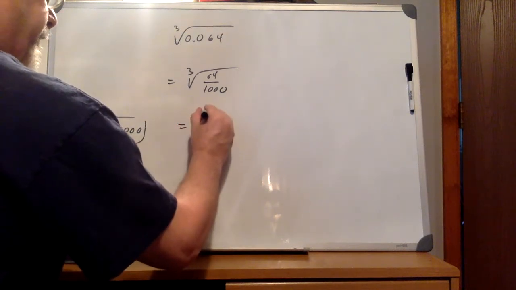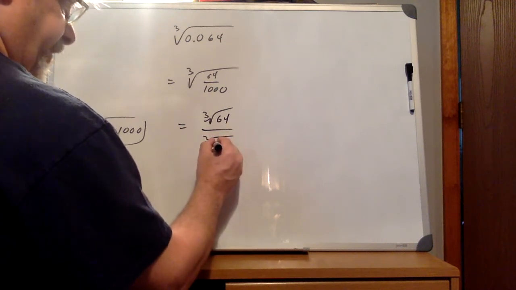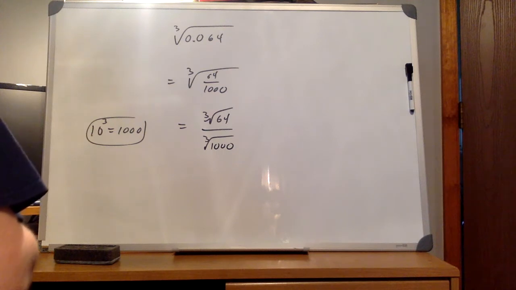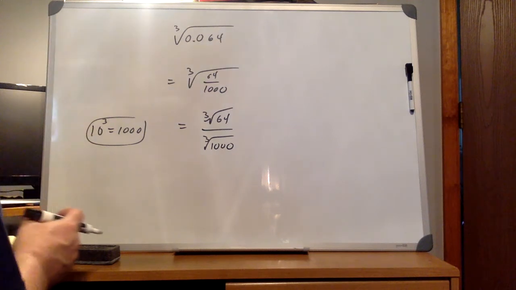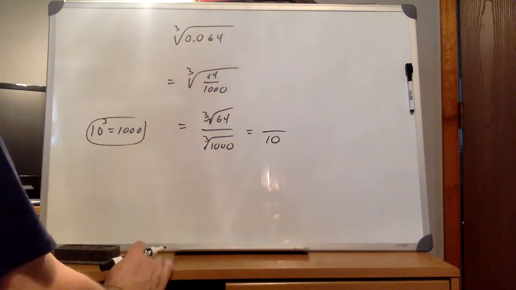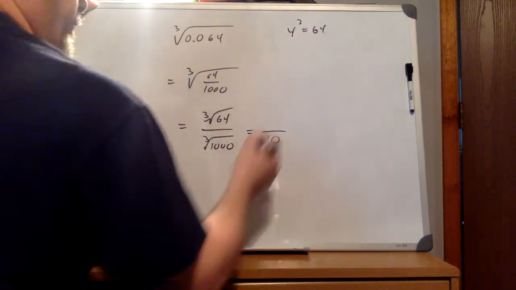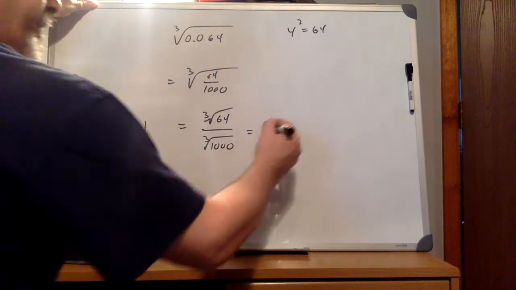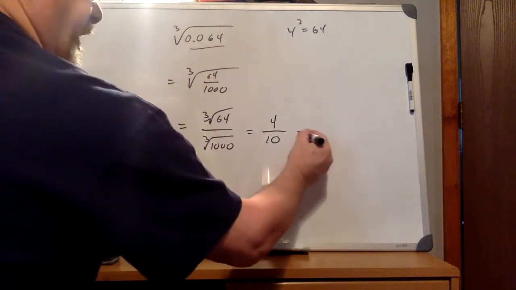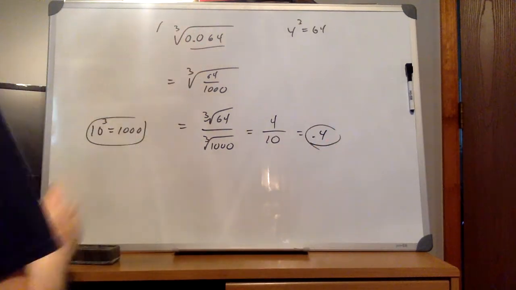So this becomes the cube root of 64 over the cube root of 1,000. Now, let's see. So the cube root of 1,000 is going to be 10. 64, right? 4 to the third power equals 64. So I can take the cube root, that becomes 4. So since I was given a decimal here, I'm going to just write this as 0.4. You could have plugged that in your calculator too.